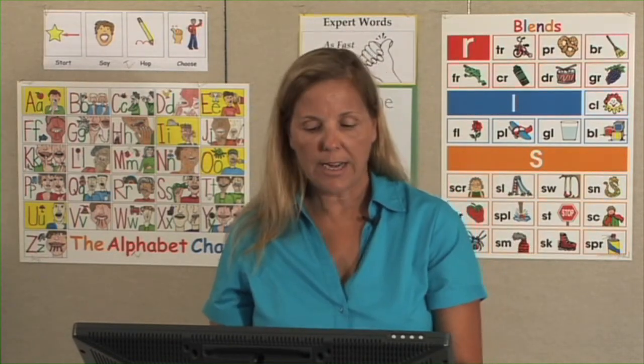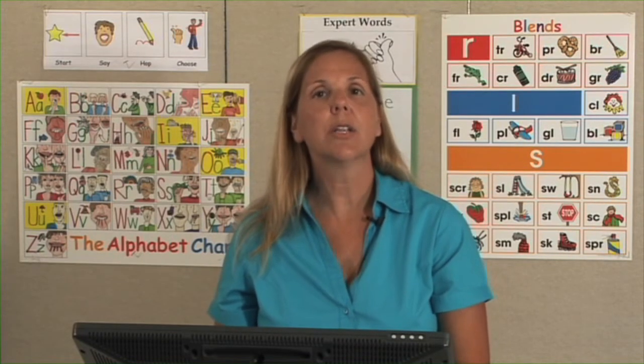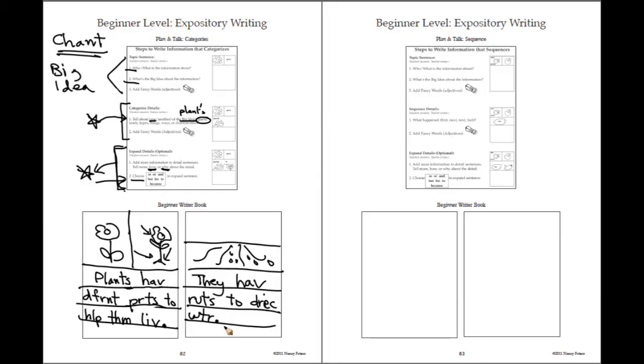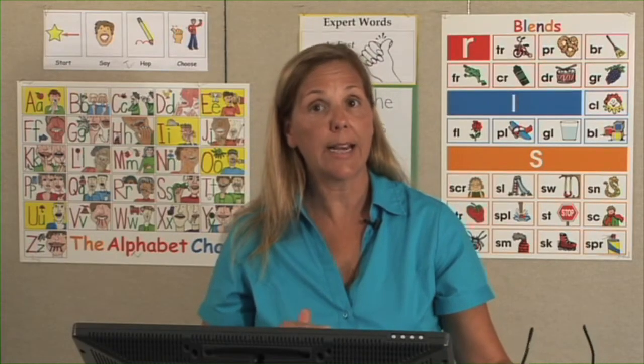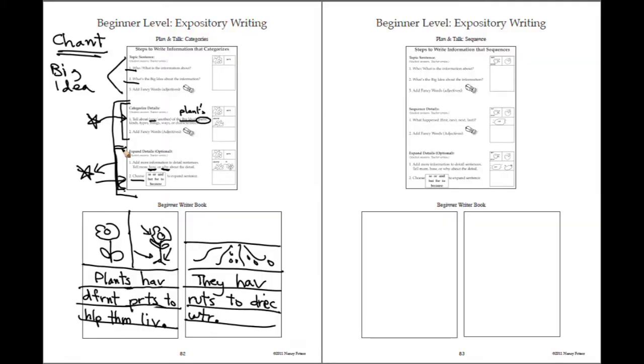The student wrote down their sentence. They have roots to drink water. So what would I do next? I'd say, let's turn the page. Now I'm going to go back and repeat these detail sentences. This time, because it's the second detail, all the details after the first one will always have the following: tell about another part of the plant.